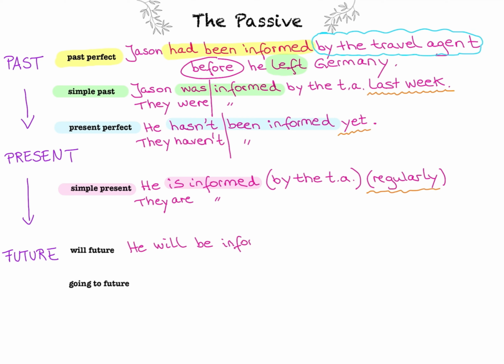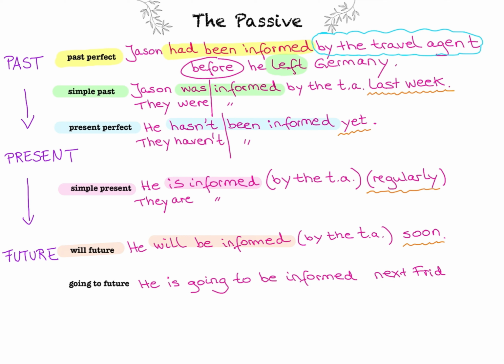The passive voice in the will future only requires the infinitive form of to be. It is placed between will and the past participle form. The same for the going to future, which usually refers to concrete dates or plans in the future.